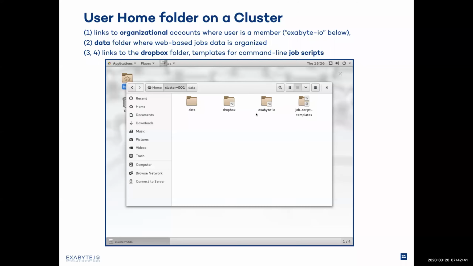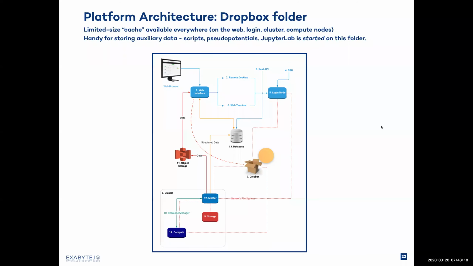So if I run calculations from the web, I will find these calculations arranged inside this data folder. And we also have links to the Dropbox folder and templates for command line job scripts. So the job script templates is where we have the job scripts, and Dropbox is the cache, the unified cache storage, which is similar in concept to the Dropbox that everybody's familiar with, right?